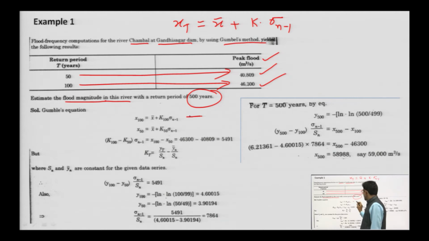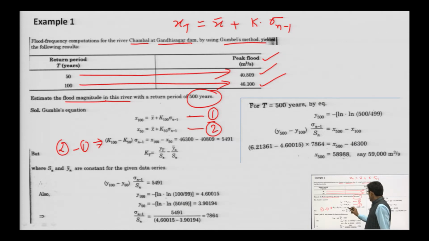So, we will have this one equation, say this is equation 1, and this is equation number 2. By taking 2 minus 1, we get this. So, x100 and x50 are known to us. So, it is K100 minus K50 times the standard deviation value, that is known to us, meaning 5491.